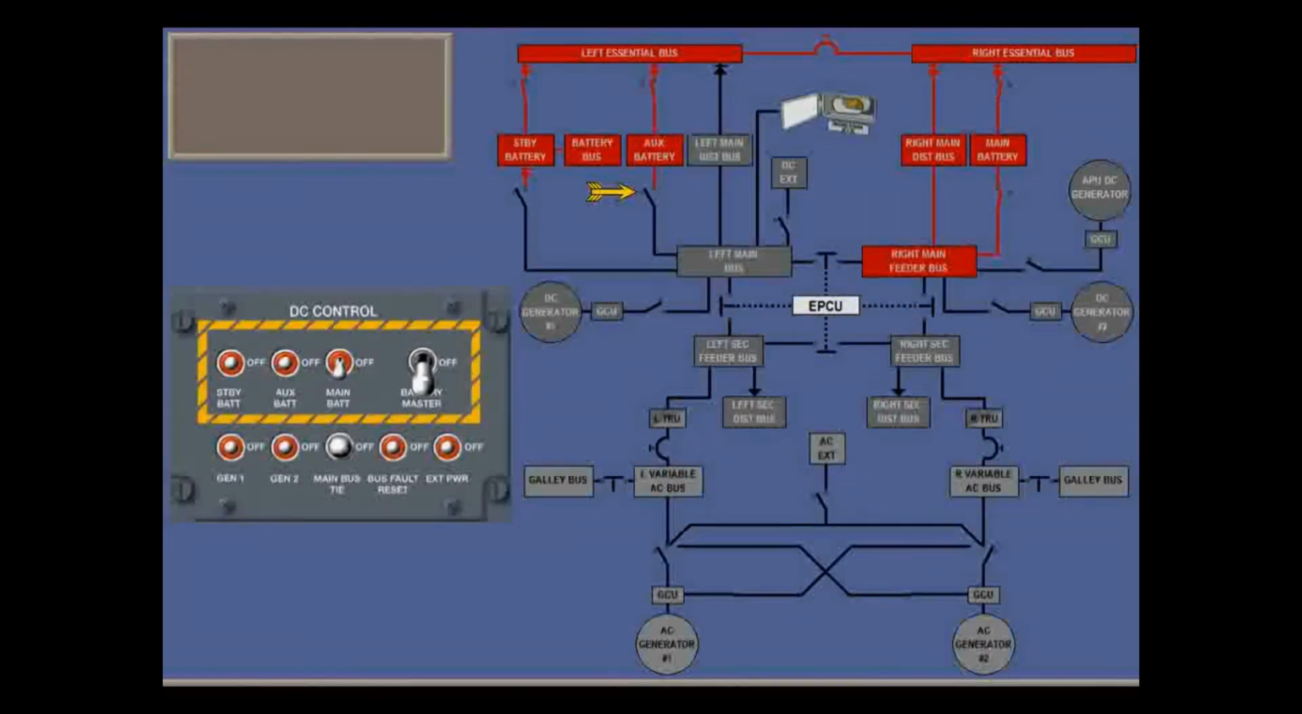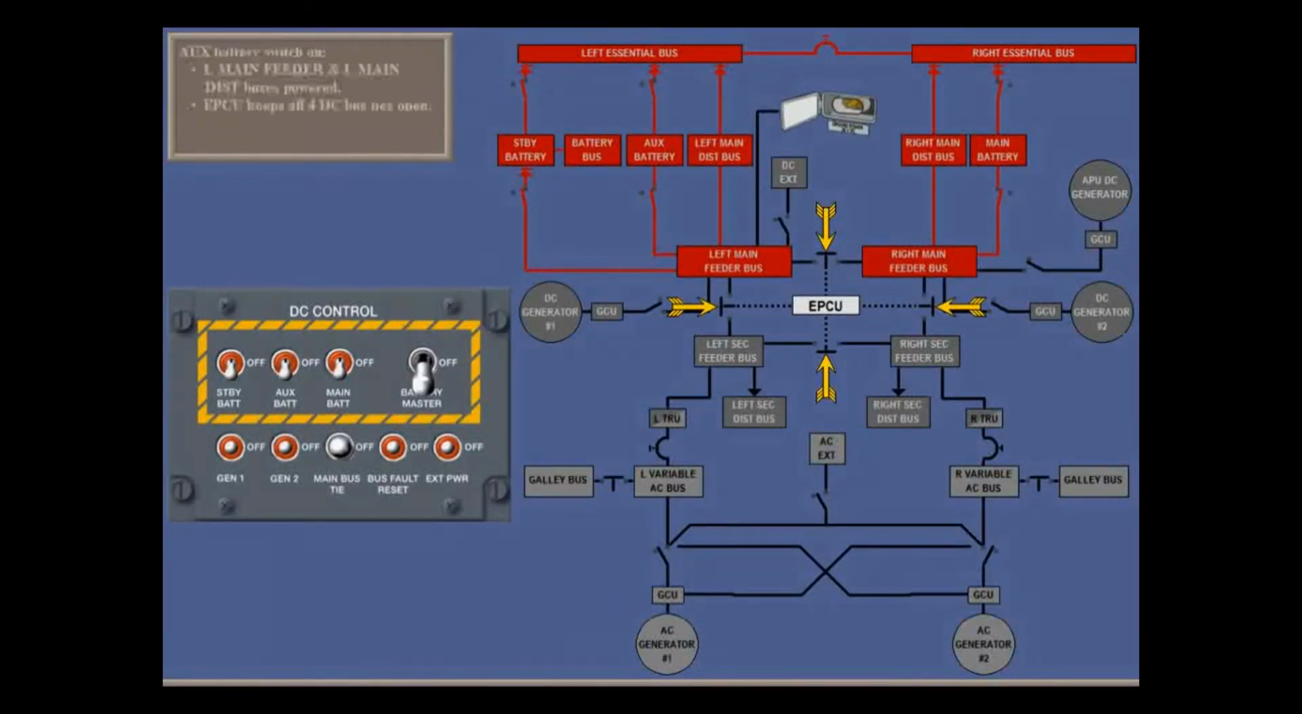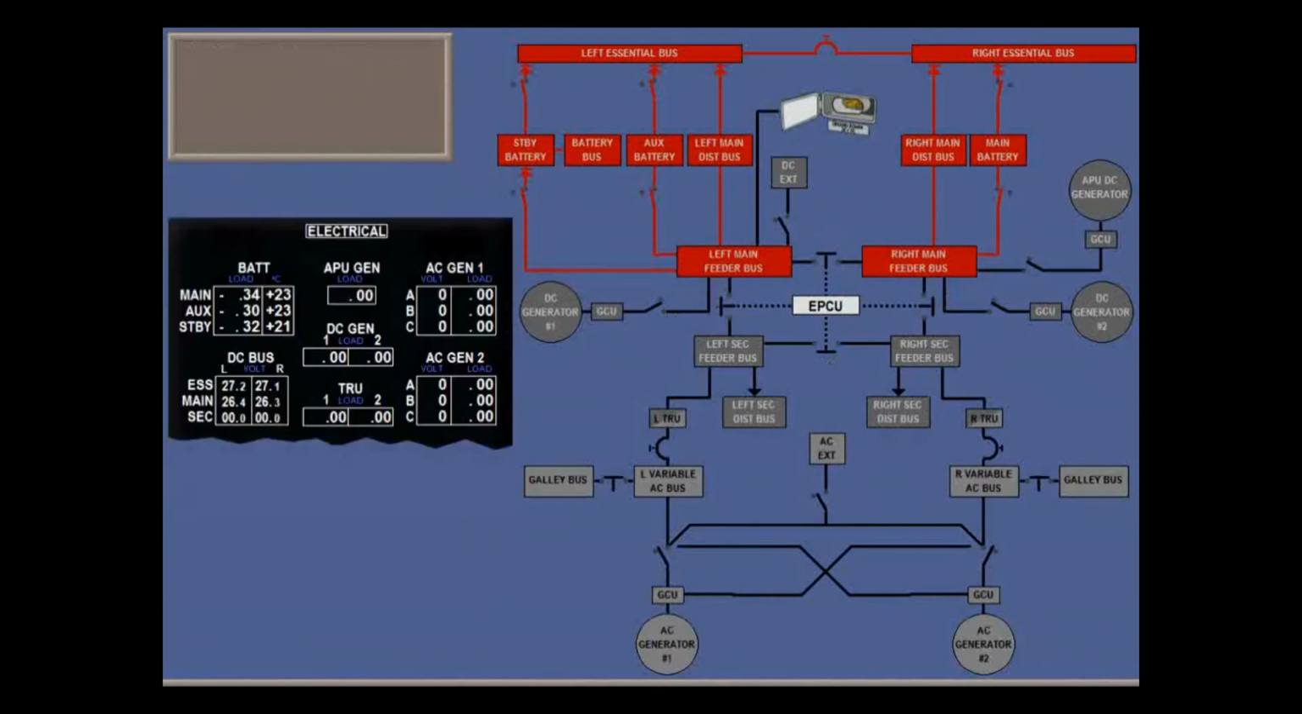Similarly, with the standby and auxiliary battery switches on, the auxiliary battery powers the left main feeder and the left main distribution buses, but a diode prevents the standby battery from powering the main feeder bus. Notice that the EPCU keeps all four DC bus ties open. Check the battery loads and DC bus voltages on the MFD electrical page.